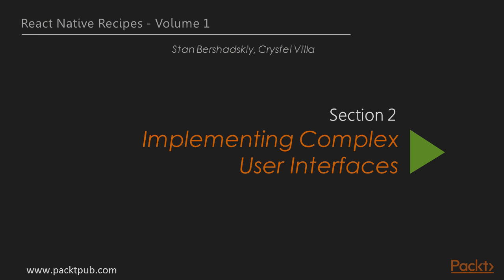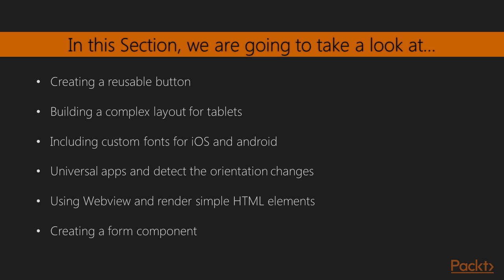Hello, welcome to the second section of the course, Implementing Complex User Interfaces. In this section, we'll start by creating a reusable button, then build a complex layout for tablets, then move to include custom fonts for iOS and Android, then proceed further to use font icons. After using font icons, we'll deal with universal apps and detect the orientation changes. Then we'll use WebView and render simple HTML elements, and finally learn to create a form component.